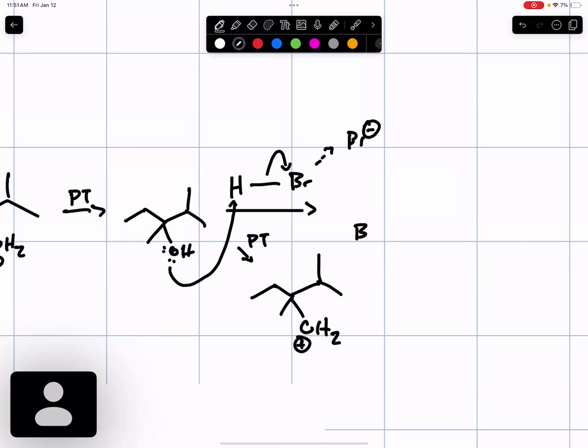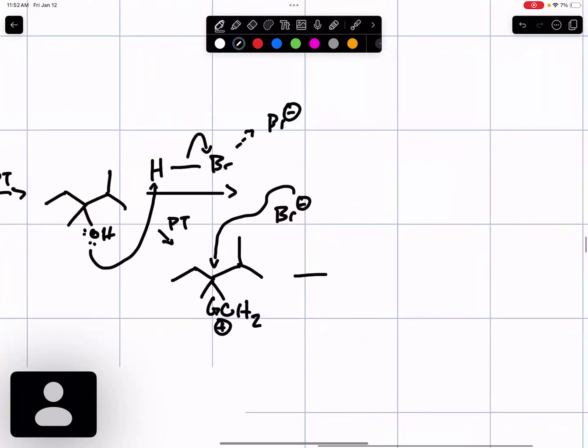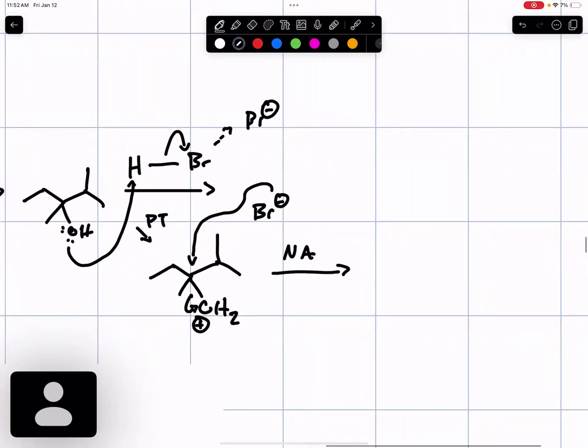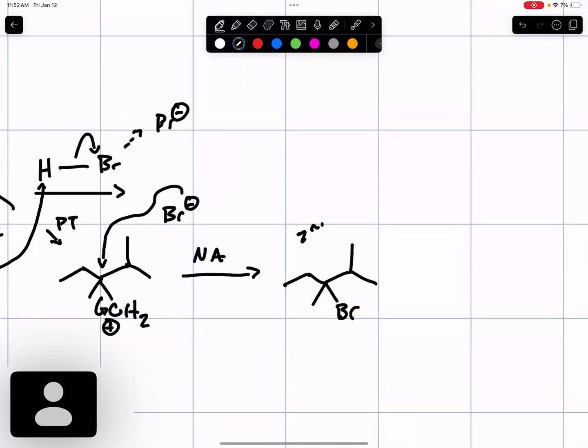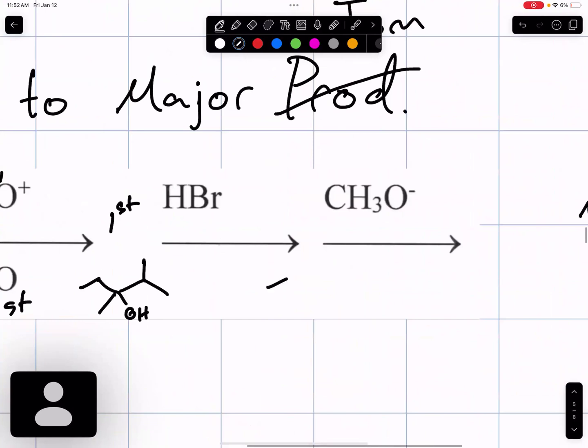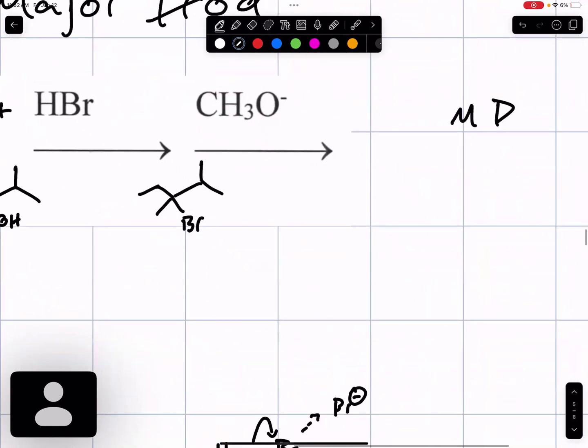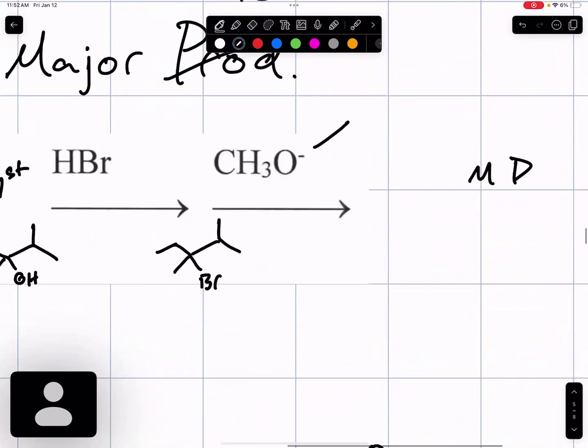So now that negatively charged bromine anion can nucleophilic attack at this position and kick water out. Do we all see that? This next step is a nucleophilic attack. So now you have bromine attacking and basically replacing the hydroxyl group. That is our second product. Our second product is this. Okay.